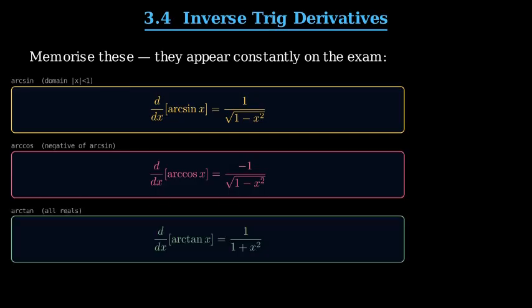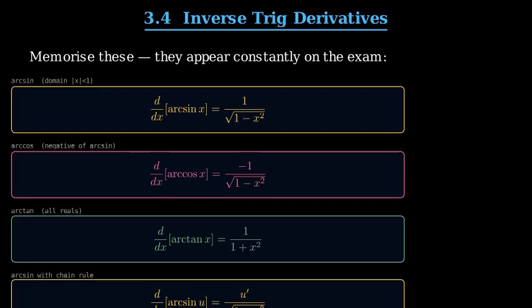Section 4.2. Linearization, also called local linear approximation. The tangent line to f at x equals a approximates the curve near that point. The linearization formula is L of x equals f of a plus f prime of a times the quantity x minus a. Use it to approximate f of x for values of x close to a.